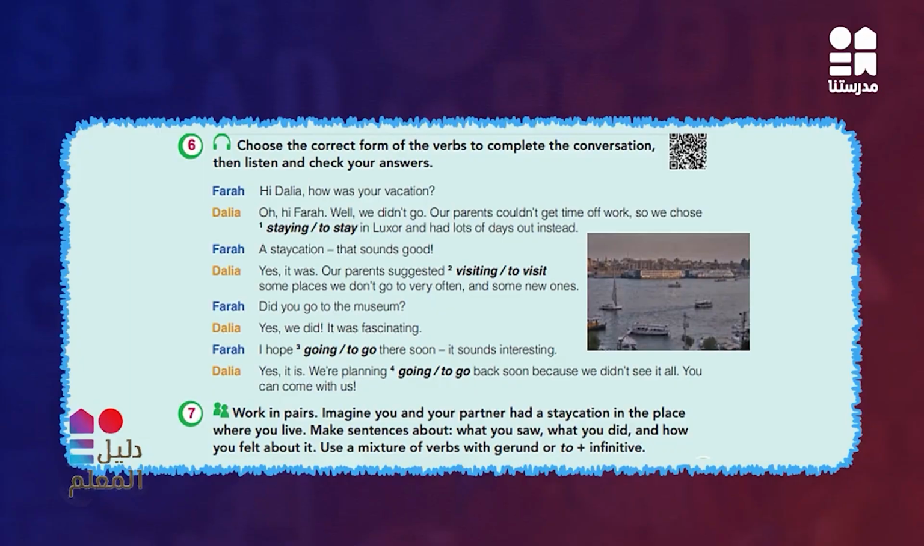Now, for exercise 7, students are to work in pairs to talk about staycation using a mixture of verbs with gerund or to plus infinitive. Read the instruction and ask a student to underline the key words, for example, saw, did, felt. Remind the students of the staycation mind map on the board, if you made one in exercise 1. For better fluency while speaking, allow your students 1 minute to write notes, not full sentences, on what they want to say. Give your students 2 or 3 minutes for their conversations in pairs, then give feedback as a class.